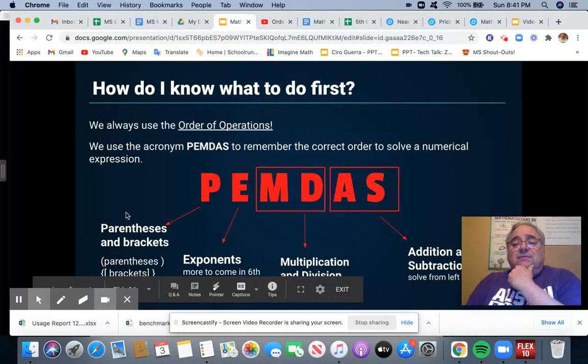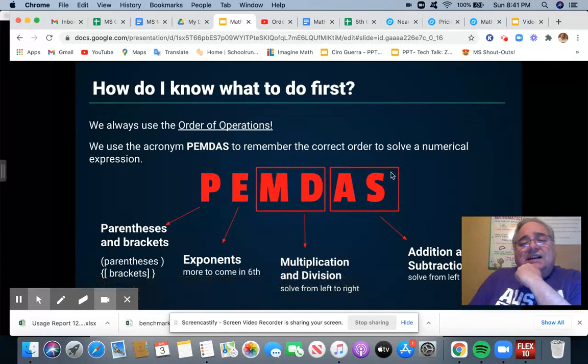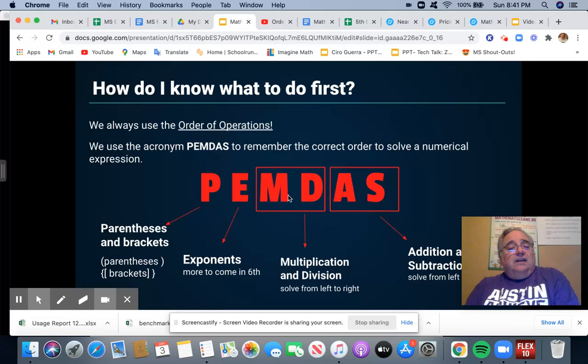And like I said, I made a decision to go ahead and match this up. I want you to memorize this. Tell me what step 1 is. Step 1 is going to be the parentheses and brackets. Step 2 is going to be the exponents. Step 3 is multiplication and division from left to right. And then addition and subtraction from left to right. Make sure you know that because you're going to be doing it in the next slide.